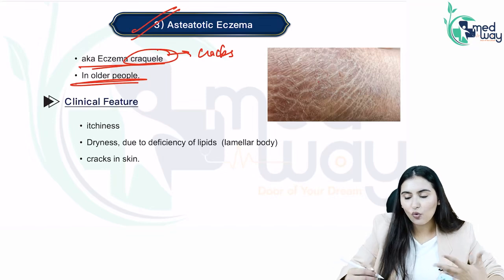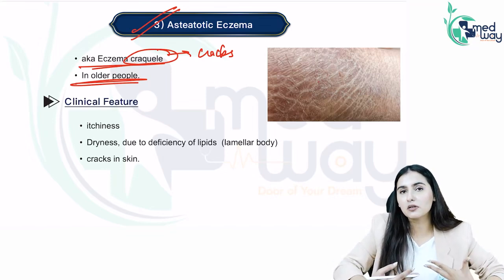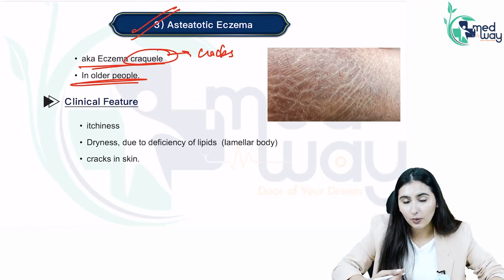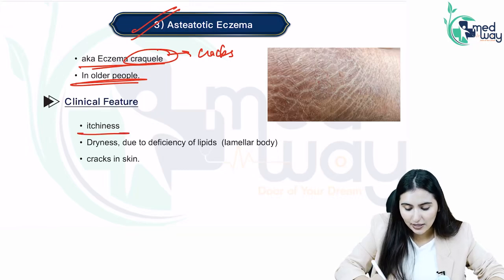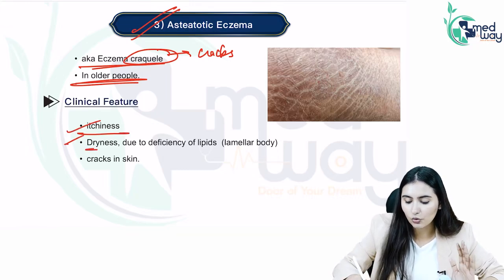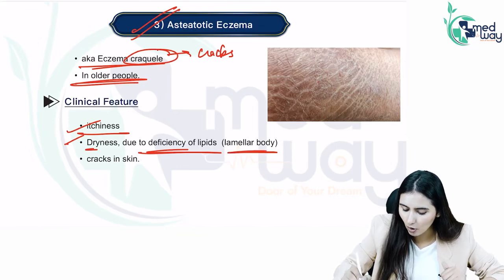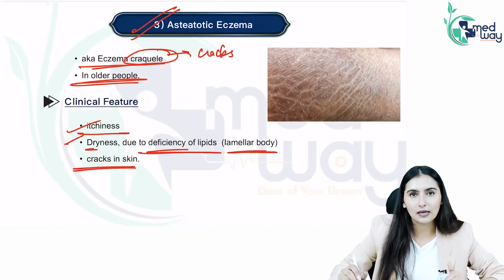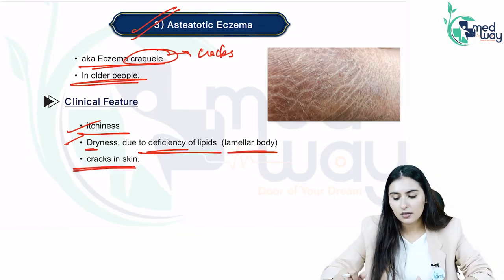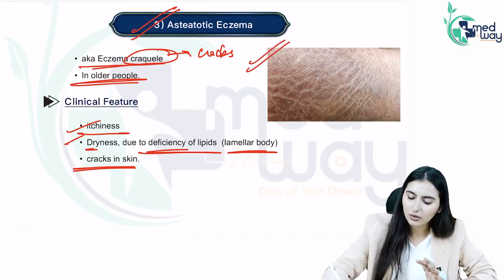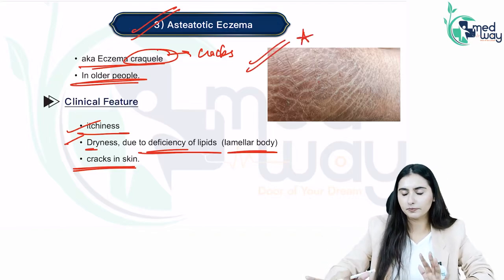Because as they grow old, the body is not able to produce that many lipids. So they have itchiness, they have dryness due to deficiency of lipids, that is lamellar body, and they have cracks in the skin. All right, this is all you need to know about eczema craquelé. Just remember the image, remember old people.